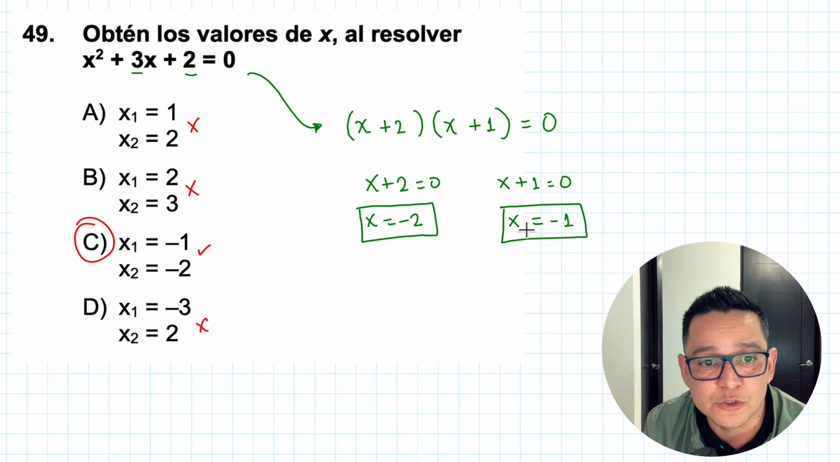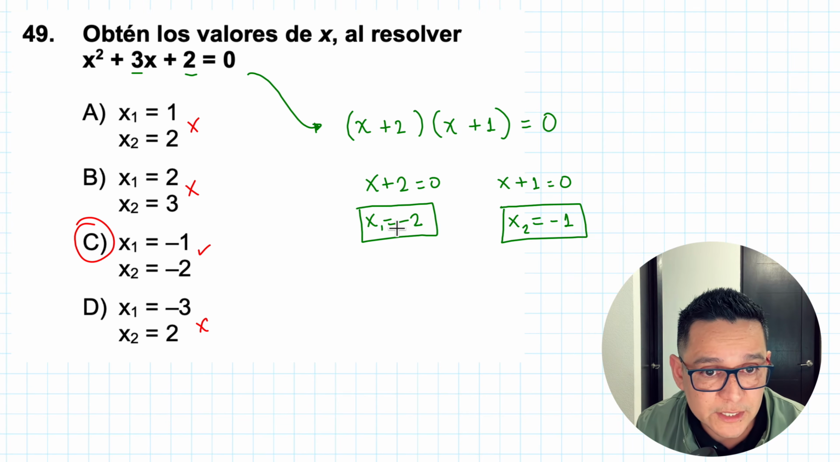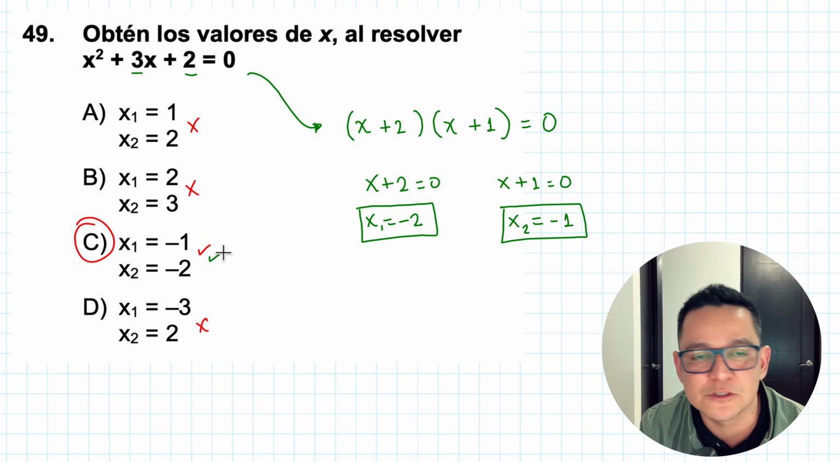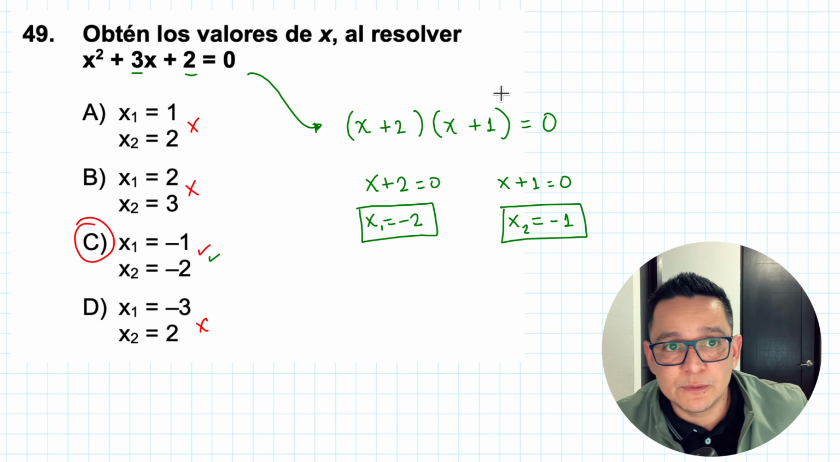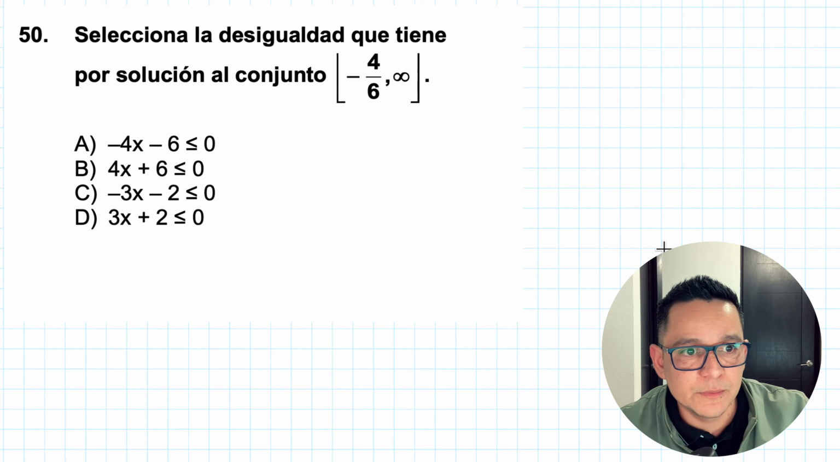We have both values. Whether this is x1 or x2 doesn't matter, right? So the solutions are negative 2 and negative 1, they're the same, right? Here they were the other way around, negative 1 and negative 2. But it's exactly the same. It's done. We've already solved exercise number 49. Let's move on to exercise number 50.